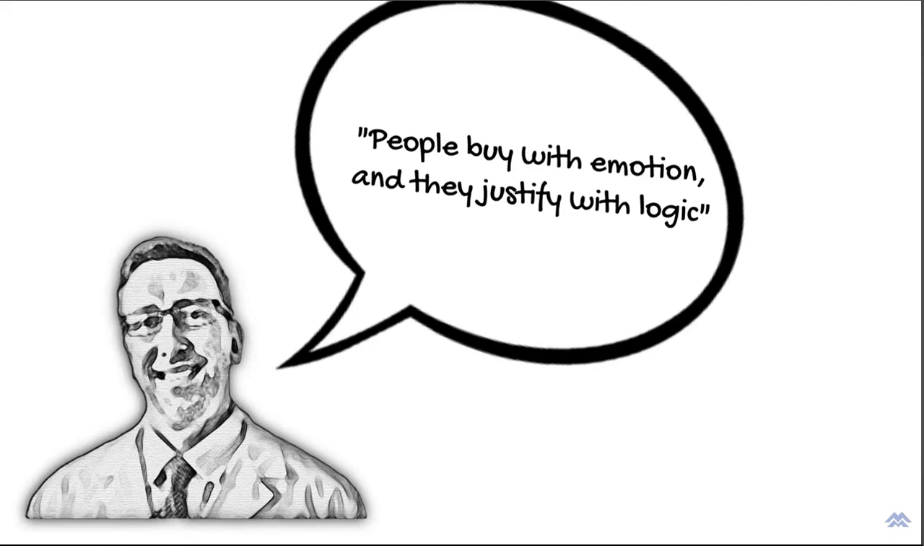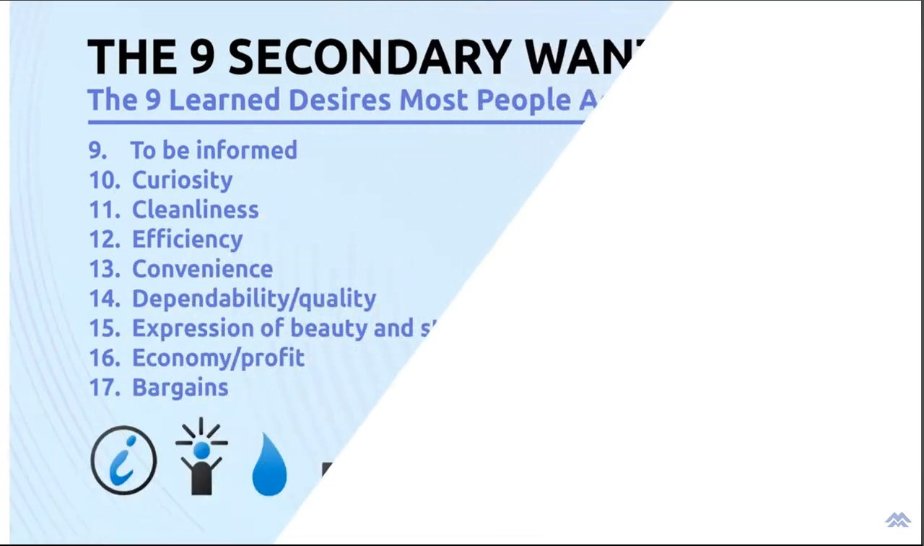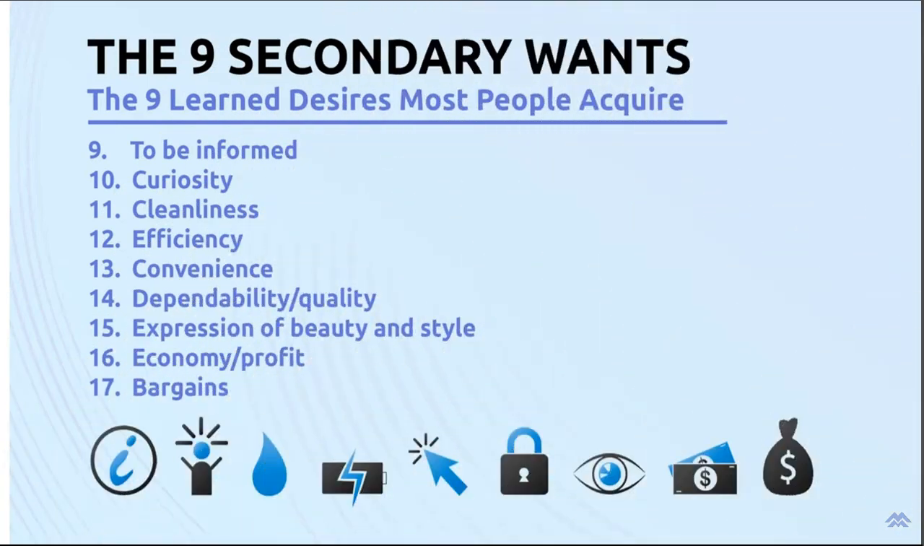Okay, now the 9 learned secondary human wants. Number 9, to be informed. Number 10, curiosity. Number 11, cleanliness. Number 12, efficiency. 13, convenience. 14, dependability, quality. Number 15, expression of beauty and style. 16, economy and profit. 17, bargains.